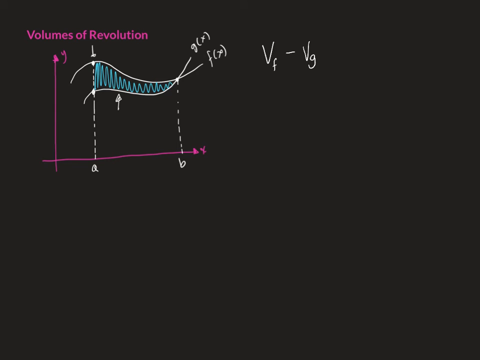In the integral, this looks like the volume is pi integral from a to b of, first we calculate the volume of the function f of x, so f of x squared, minus, we take away the volume of the function g of x squared, and this is the new volume.